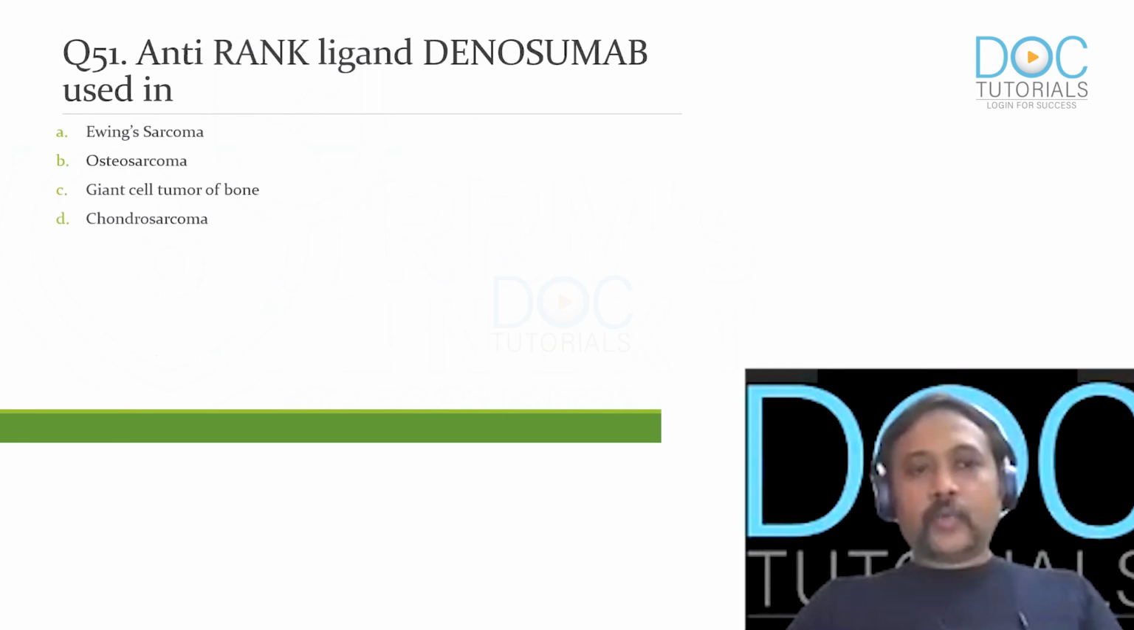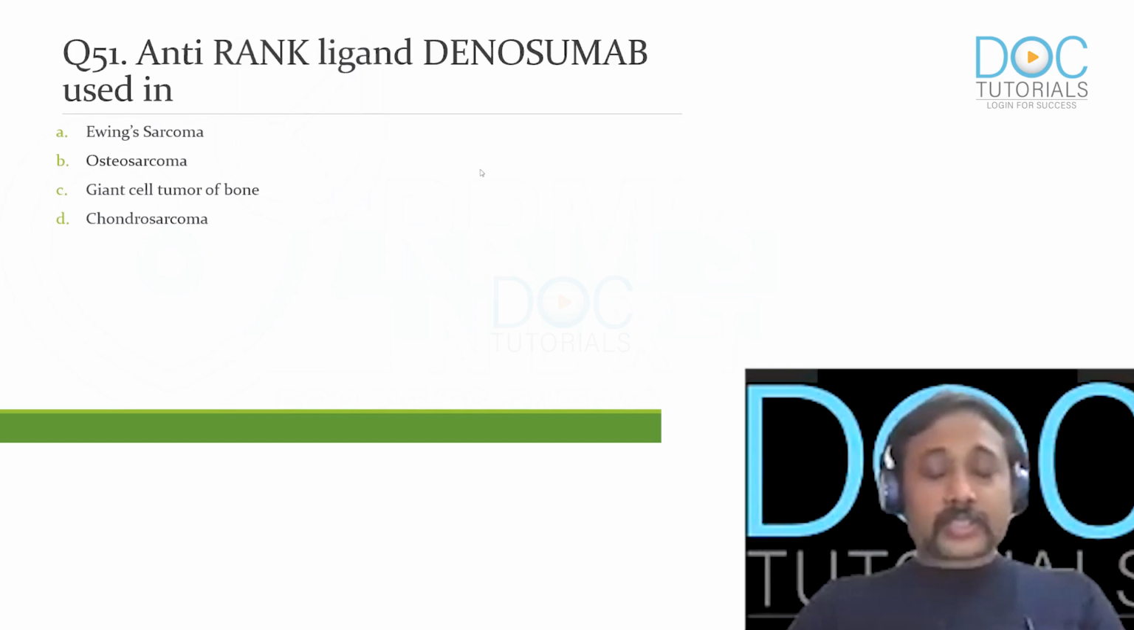Anti-RANK ligand denosumab is used in which type of bony sarcoma or bony tumor? Is it osteosarcoma? Is it chondrosarcoma? Is it giant cell tumor? Which one is the right answer? Okay, so most people seem to have gotten this right. The answer is clear cut. It is the giant cell tumor.